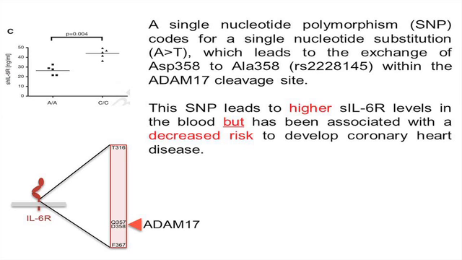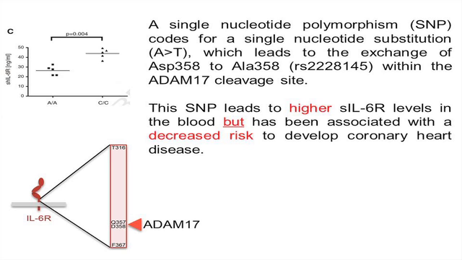Okay, then there's one thing which is also rather new and which you might have heard or not. The cleavage site, where the protease ADAM17 cleaves the IL-6 receptor, is here between glutamine 357 and aspartic acid 358. This we determined many years ago. Now, a SNP, a single nucleotide polymorphism, has been identified, which changes this aspartic acid to an alanine.